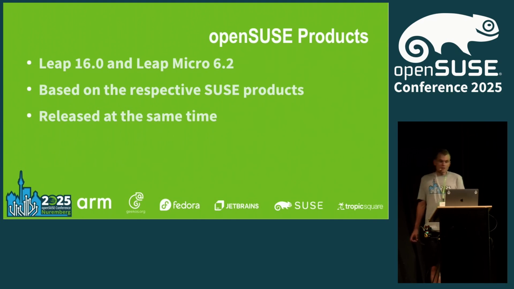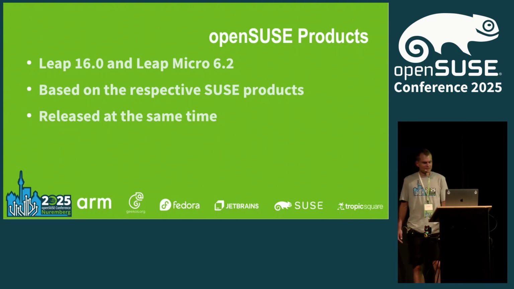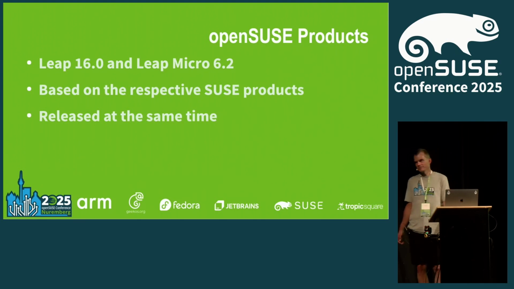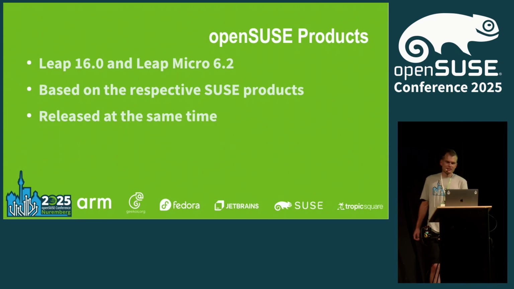So, what does it mean for openSUSE products? Of course, I can say it's up to you or up to the openSUSE community in general, but the current plans are that we will have Leap 16.0 and Leap Micro 6.2, which will be released together, and they will be based on the same code base as SLES16 and SUSE Linux Micro 6.2, and again, the code base will be shared between these two products.